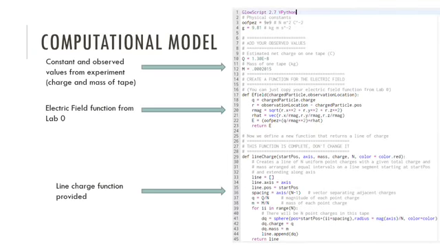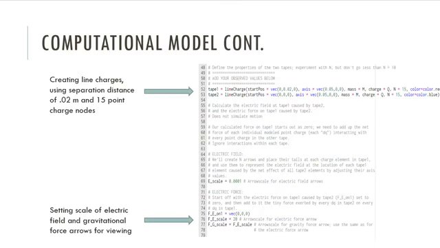When creating the computational model for Lab 2, I first started with inserting the constants and observed values from the experiment. This included charge and mass of tape. Then, I inserted the electric field function created from Lab 0. Then, I created the line charges using the function above, and inserted two lines with a separation distance of 0.02 meters with 15 point charge nodes. Following this, I set the scale of the electric field and gravitational force arrows for proper viewing.